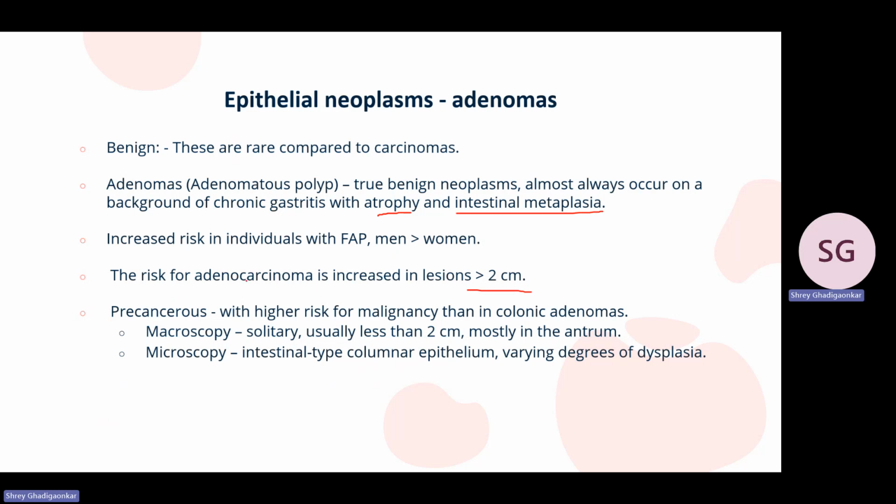Macroscopically, these are solitary and usually less than 2 centimeters. However, if they increase greater than 2 centimeters, you want to consider a malignancy, and these are mostly in the antrum. Microscopically, there's usually an intestinal type columnar epithelium, and there are varying degrees of dysplasia.